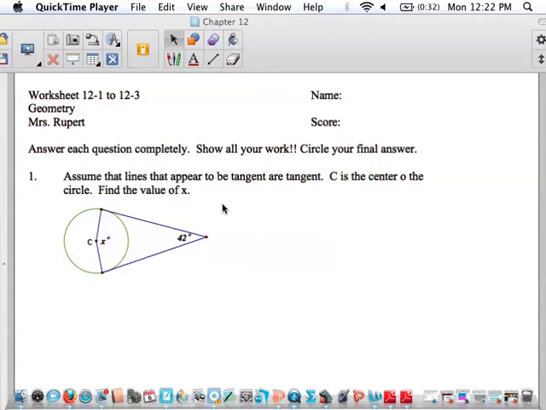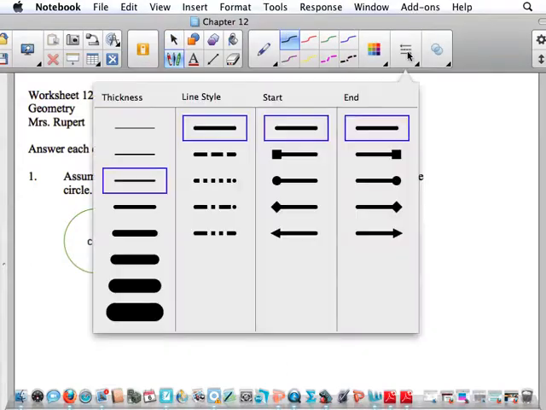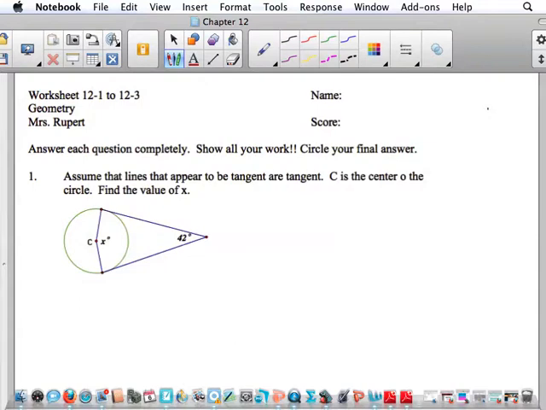Okay, let's take a look at the worksheet 12.1 to 12.3 quiz review. This is relatively easy and close to what you will see tomorrow on the quiz. Okay, the first one says, assume that lines that appear to be tangent are tangent.